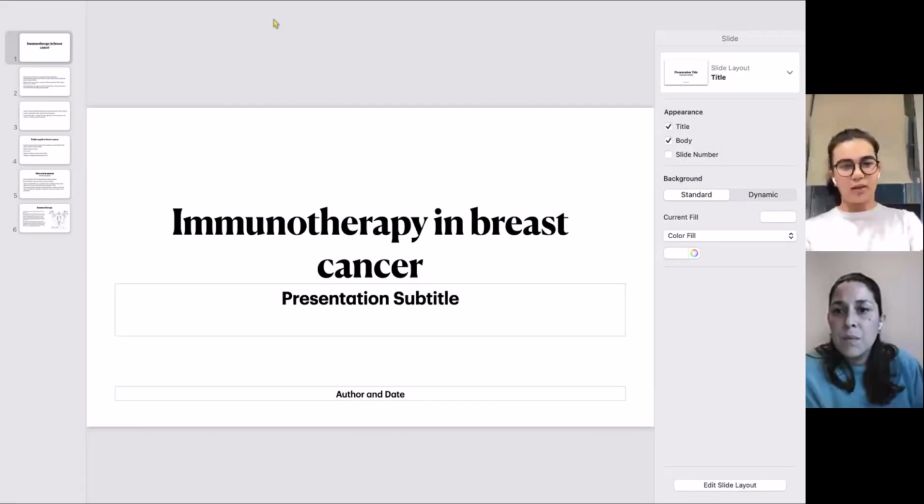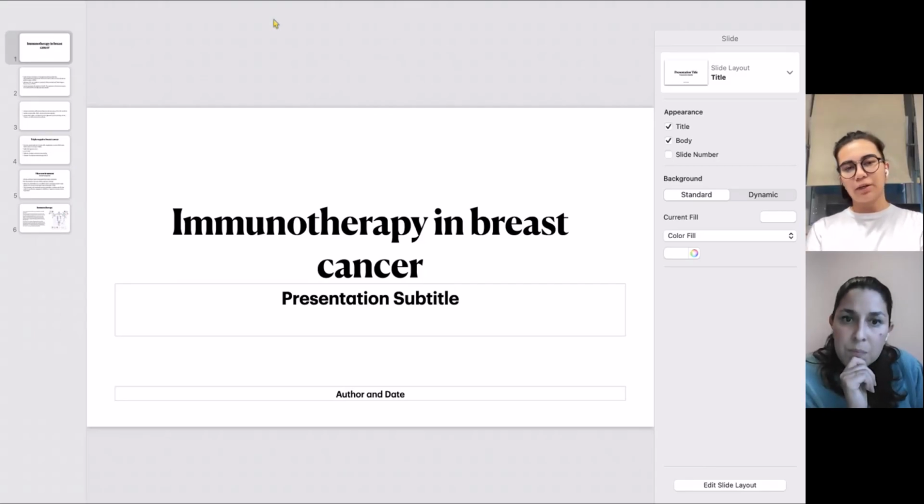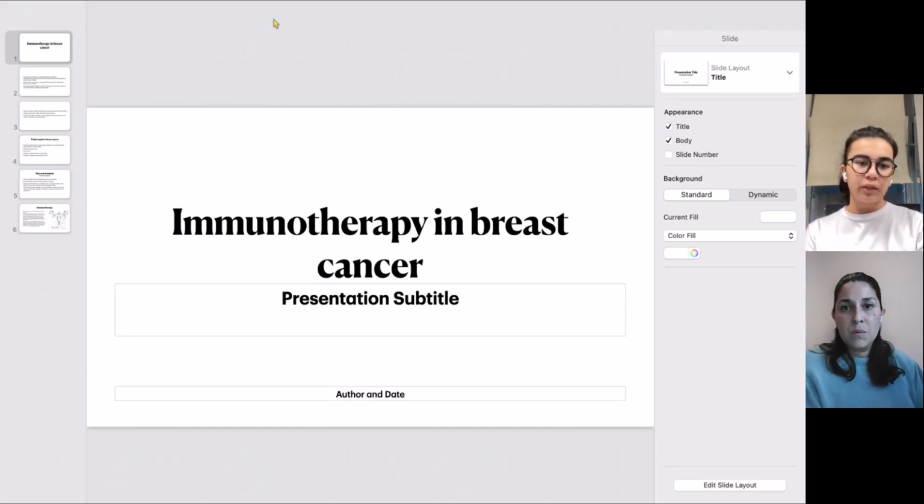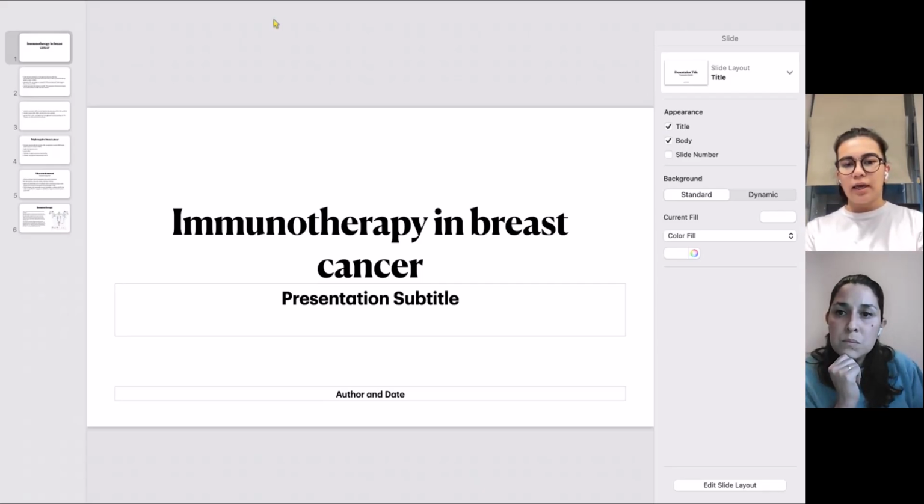I want to talk about immunotherapy in breast cancer, which the authors were discussing in the article. First of all, human breast carcinoma is a heterogeneous disease that has immunohistochemical biomarkers such as hormone receptor and human epidermal growth receptor 2, or shortly HER2. And it has different subtypes like luminal A, luminal B, HER2 enriched, and triple negative breast cancer.